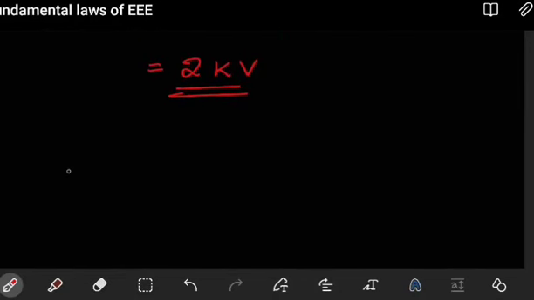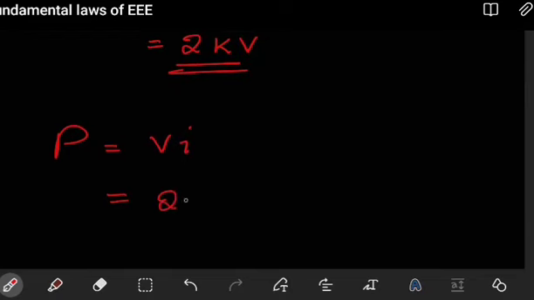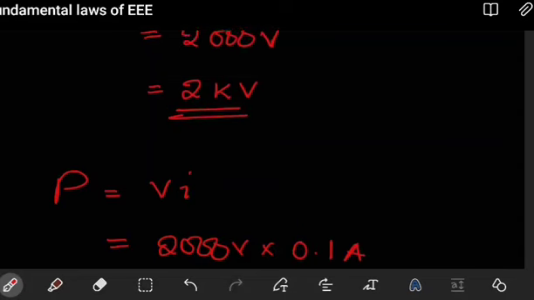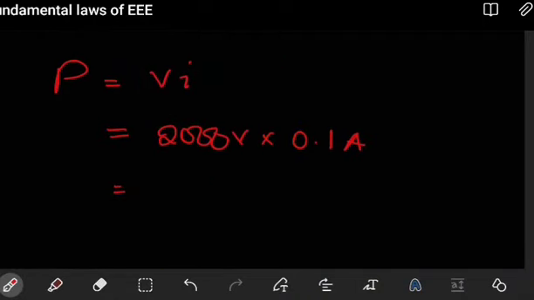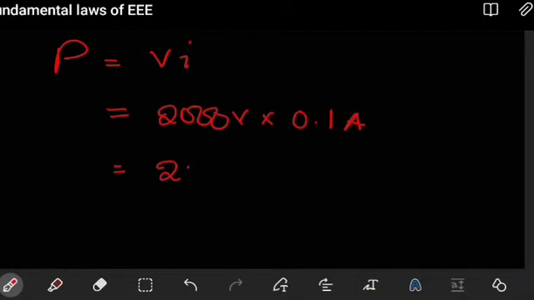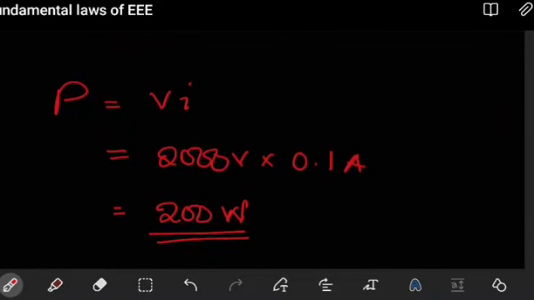The last part was to find the power associated with that resistor. Power is voltage times current. Since we know the voltage is 2000 volts and the current is 0.1 amps, when you multiply this, we see that the power here is going to be 200 watts. Just make sure you go through the math and the numbers, so that we haven't made any mistakes.